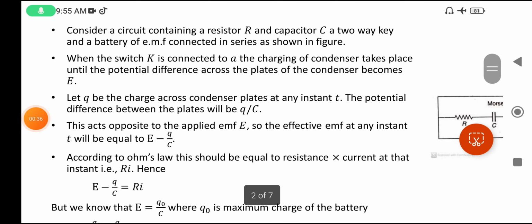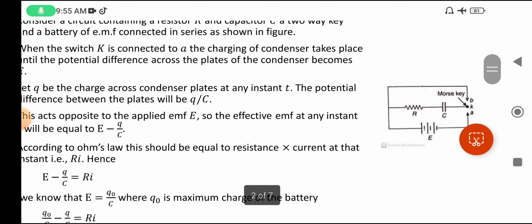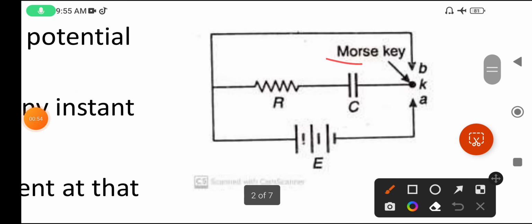Now, consider a circuit containing a resistor R and a capacitor C, a two-way key and a battery of EMF E connected in series as shown in the figure. In the figure, that is a two-way key. That two-way key is called a Morse key.